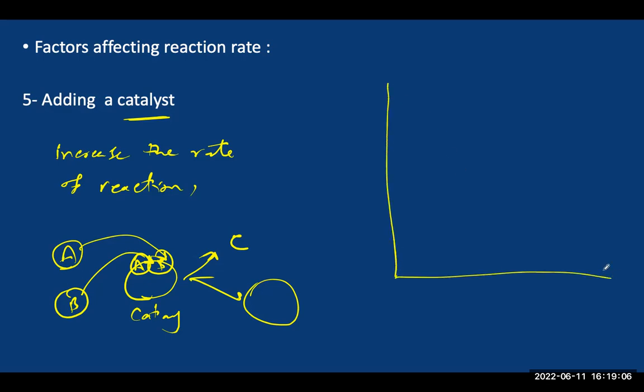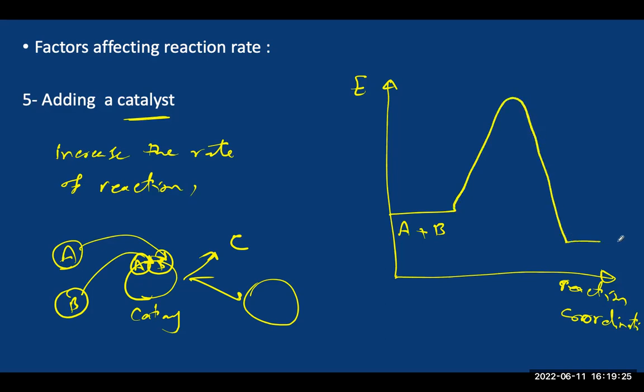Okay, let's go to this graph again. We have the energy here, and we have the reaction coordinate. Here are the reactants A and B, and to form the product, you will form the activated complex, and then you will form the product C. This area is the activated complex. To form the activated complex, you should have enough energy, and this energy is called the activation energy. This is the energy they need to form this activated complex.